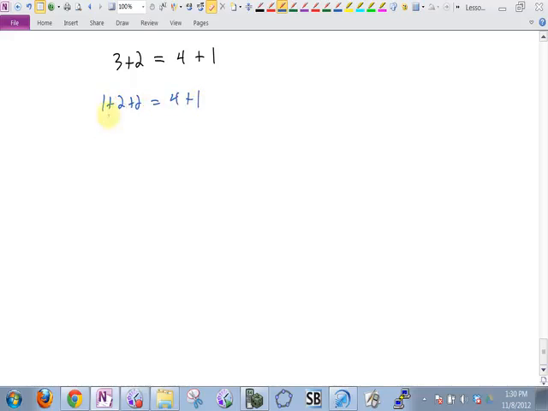Now, technically, according to PEMDAS, which of these additions do I have to do first? The left one. But am I allowed to do the right one first? Yes. Why? What property? Not the commutative property. The associative property tells me I can actually do that second. The commutative property is all about switching the orders of the numbers. Associative property is all about changing the order of the operations.